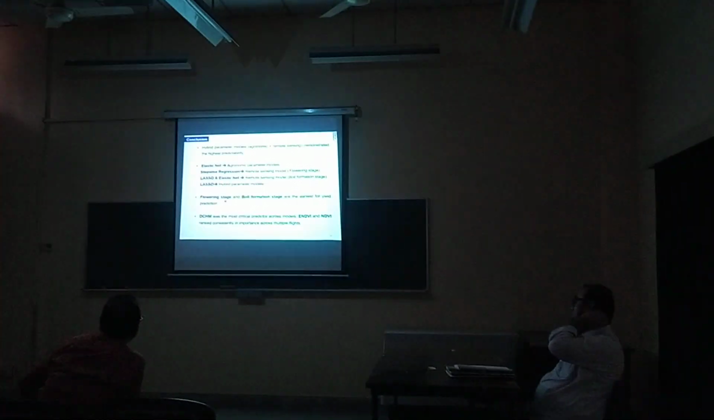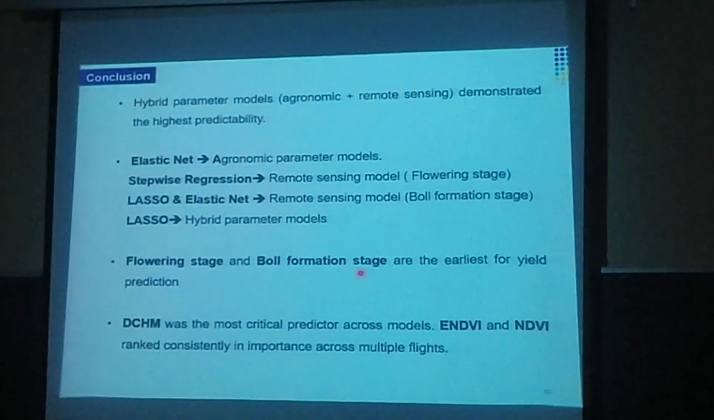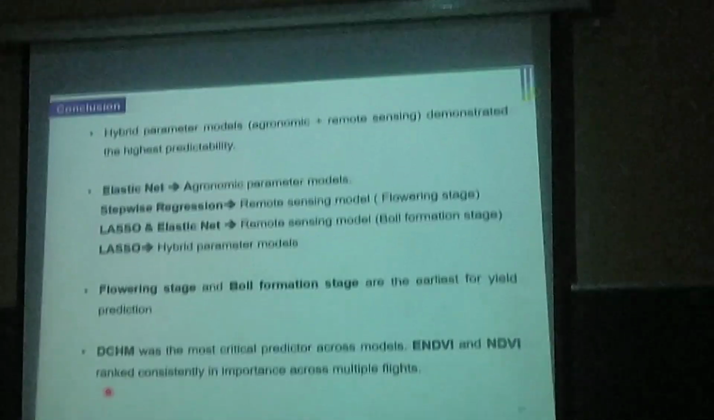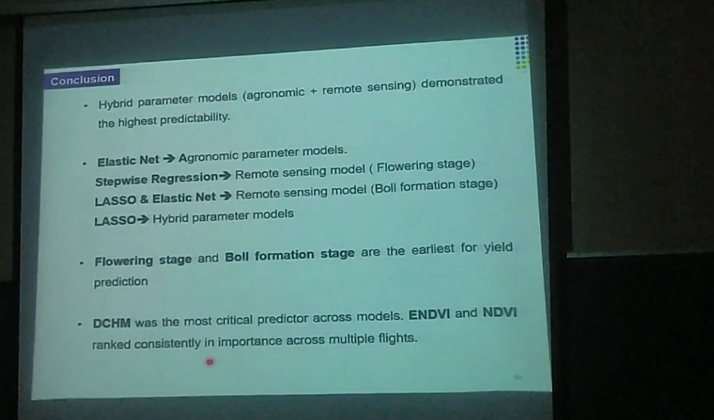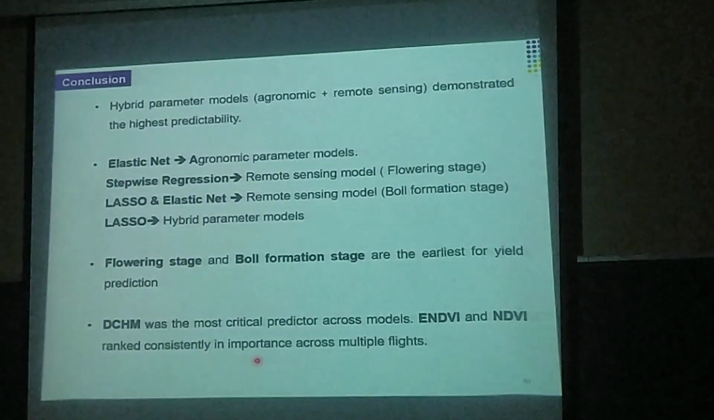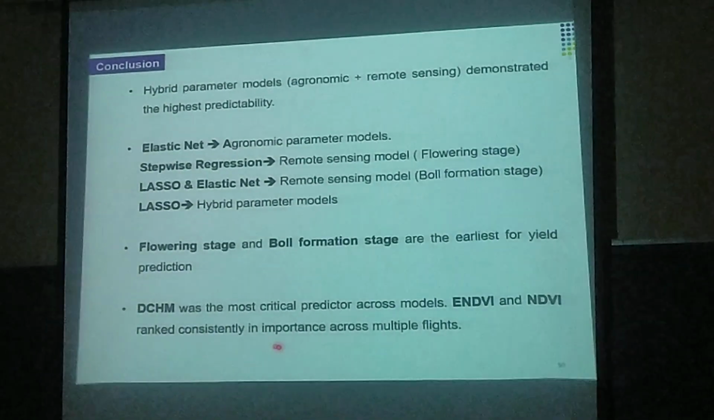For cotton yield prediction, the flowering stage and the boll formation stage are the earliest points where we can predict the cotton yield. And among the remote sensing parameters, DCHM was the most critical predictor across the remote sensing models, and ENDVI and NDVI ranked consistently in terms of importance across the multiple models.